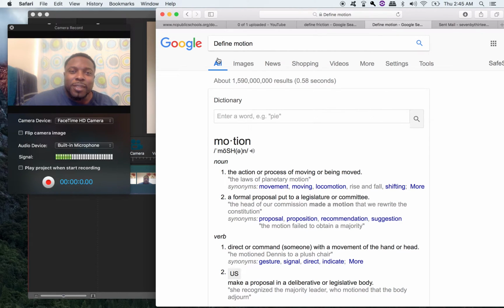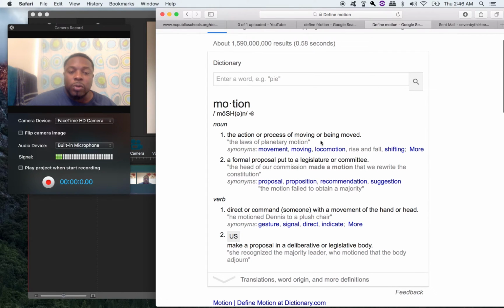Today, we are going to talk more about force and motion, and we're going to focus in on friction. Now, I wanted to just refresh you on what motion is, the definition of motion.